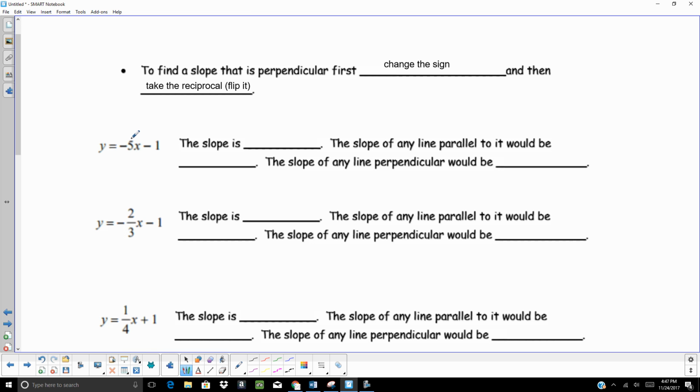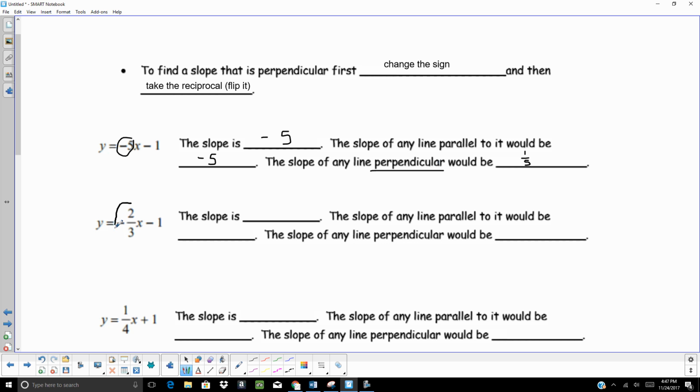Here, my slope is -5. And I know that because it's in slope-intercept form. Y equals mx plus b. So the slope of any line parallel to it would be the same, which in this case would be -5. And if I were to flip that, that's really -5 over 1. So it'd be 1/5 for perpendicular.